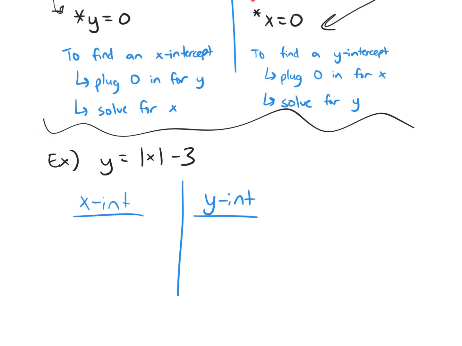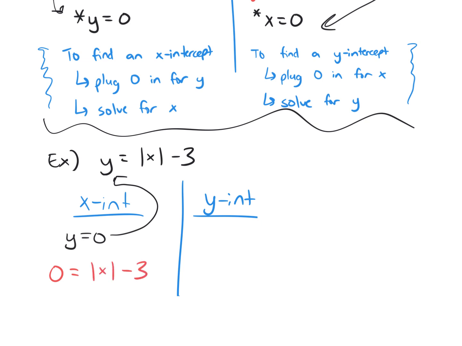Okay, following our little, I'm going to call them blueprints up here. Okay, let's do x-intercept first. What is the first thing it tells us to find an x-intercept? Yeah, we know y equals 0, so I'm going to plug 0 in for that y value there. Okay, so what this turns into is 0 equals the absolute value of x minus 3.